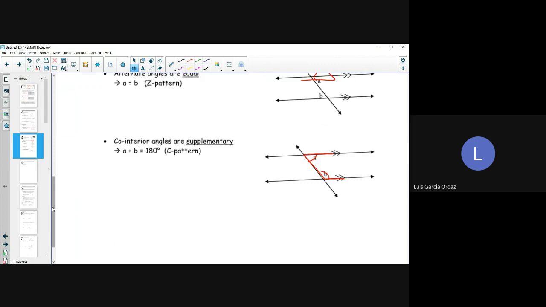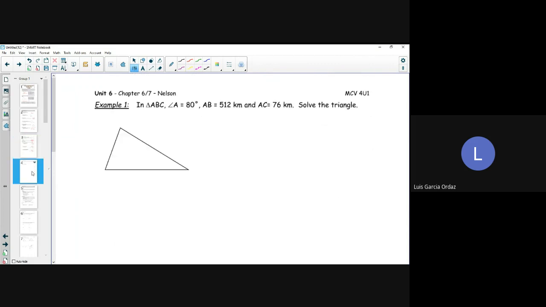So is everyone ready to practice your sine law? Because it's going to happen. In triangle ABC, angle A is 80 degrees, AB is 512, and AC is 76 kilometers. Solve the triangle. When I say solve the triangle, what am I solving for?